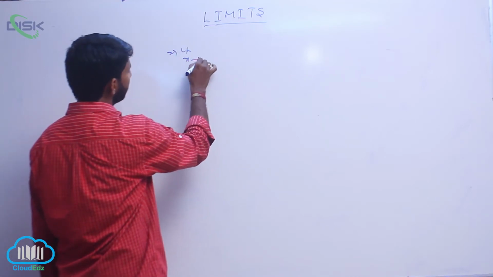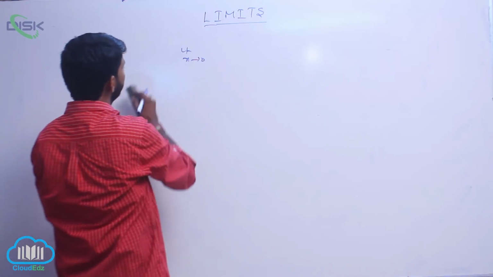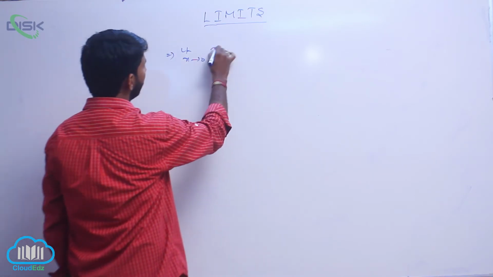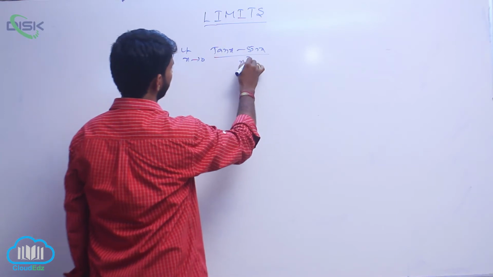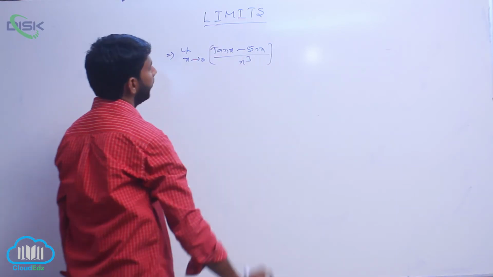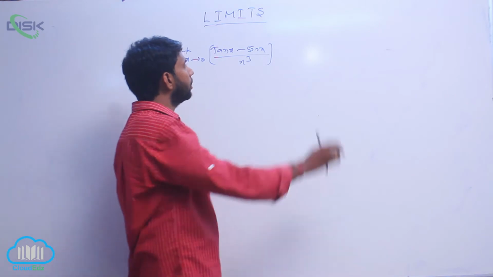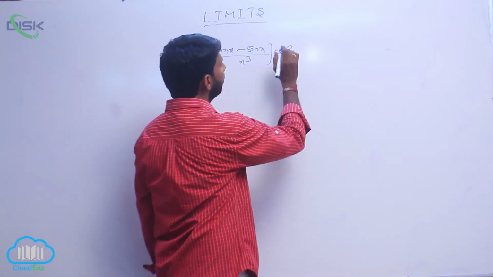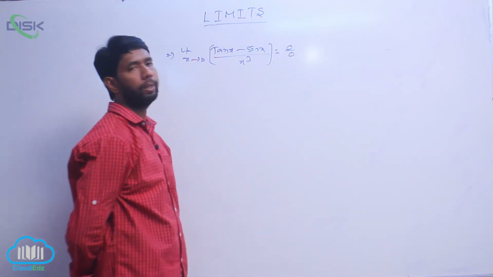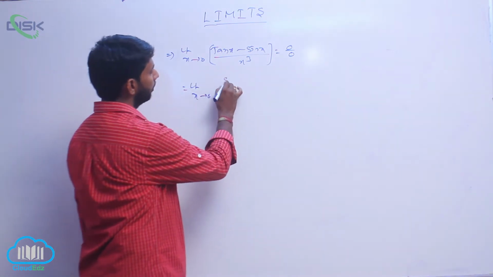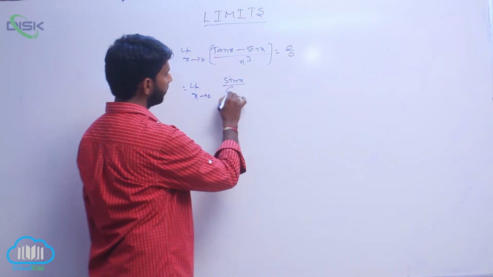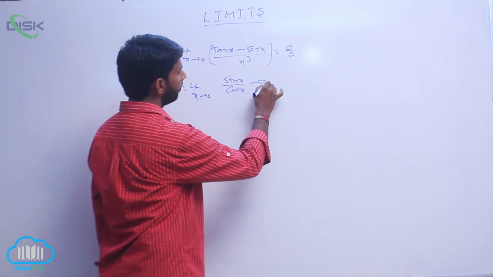And the next one: limit as x tends to 0 of (tan x minus sin x) by x cube. This is also of the form 0 by 0. Substitute the limit; it is of the form 0 by 0. Tan x can be written in terms of sin and cos, that is sin x by cos x minus sin x, all by x cube.